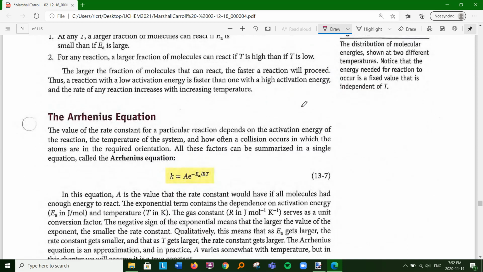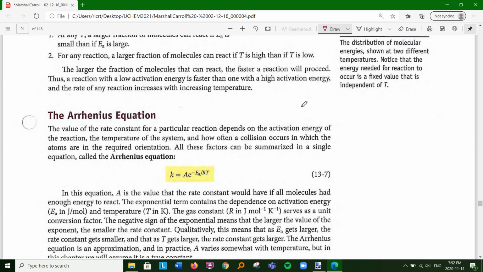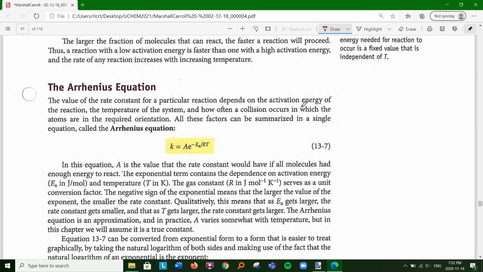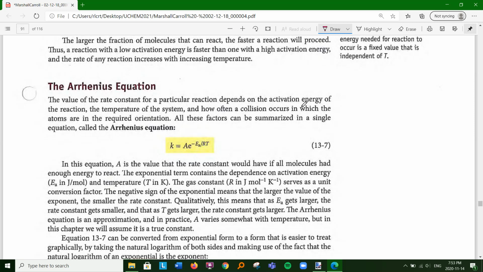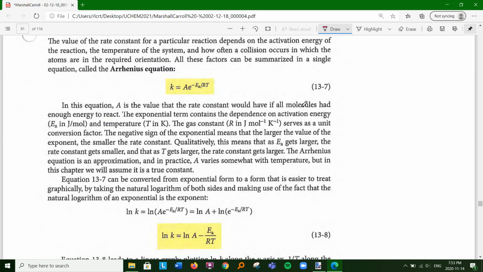Now, we can get quantitative about that with something called the Arrhenius equation. Svante Arrhenius, you may remember him, some Swedish guy. He talked about acid-base, Arrhenius acids, Arrhenius bases. We'll get to that in a few chapters. But he also dabbled in the world of chemical kinetics and came up with this equation, which you would be given on a test.